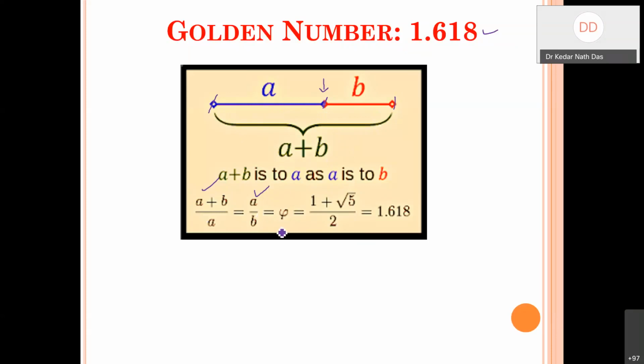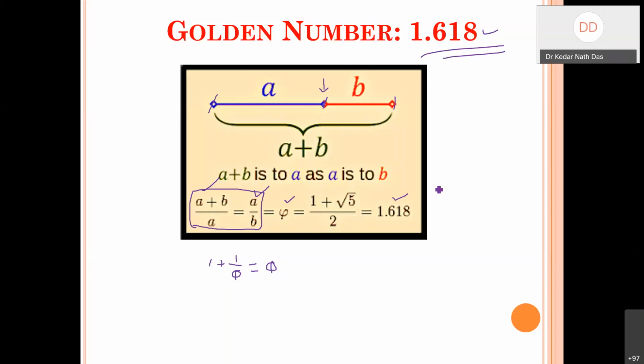Now, just by taking a by b is equal to φ, then I can have a structure here like a plus b by a is 1 plus 1 upon φ. So after calculating this one, in terms of φ, you can convert the entire thing, that is 1 plus 1 by φ is equal to φ, and try to solve this one just by taking the LCM on the left hand side. So we'll have φ plus 1 equal to φ square. So it is a quadratic equation where you can find the φ value as 1 plus root 5 upon 2. So I can have the value as 1.618, which is called the golden number after solving this one.